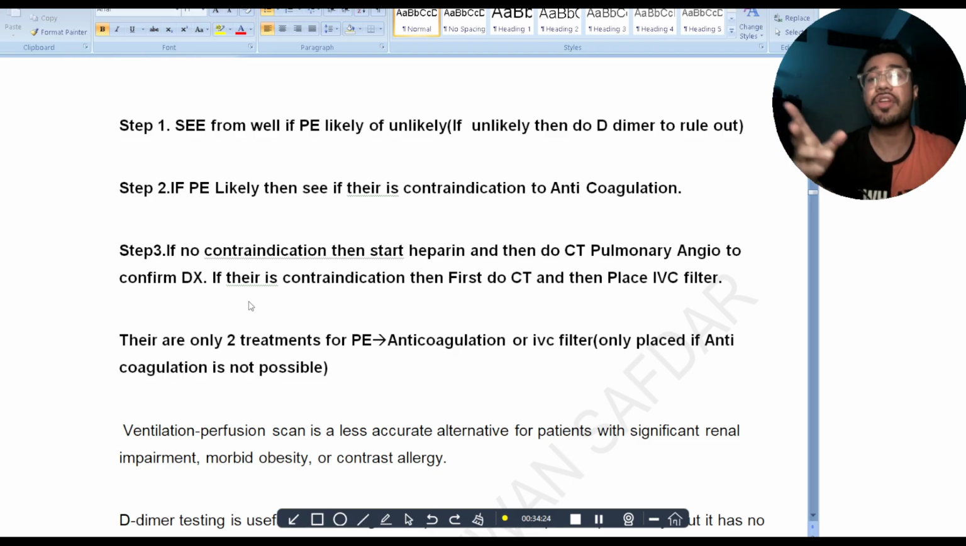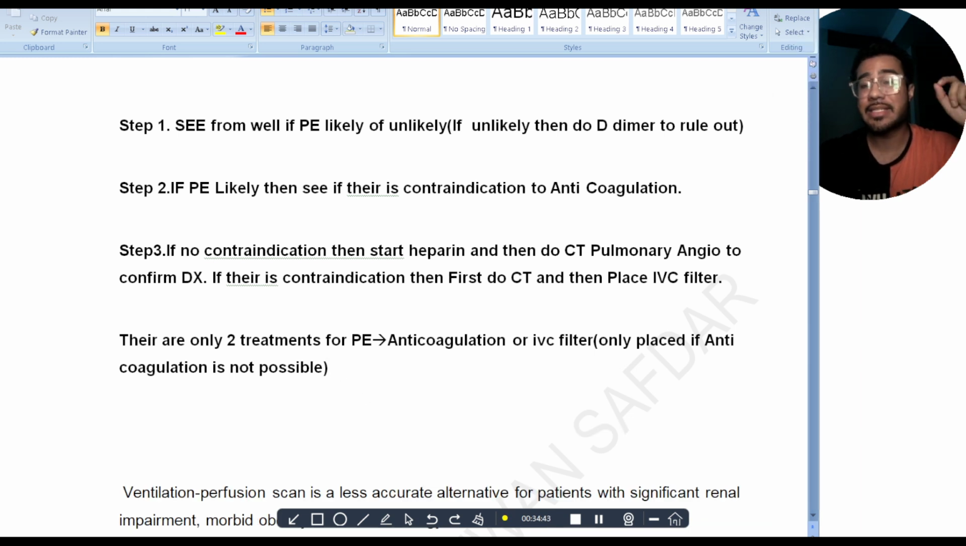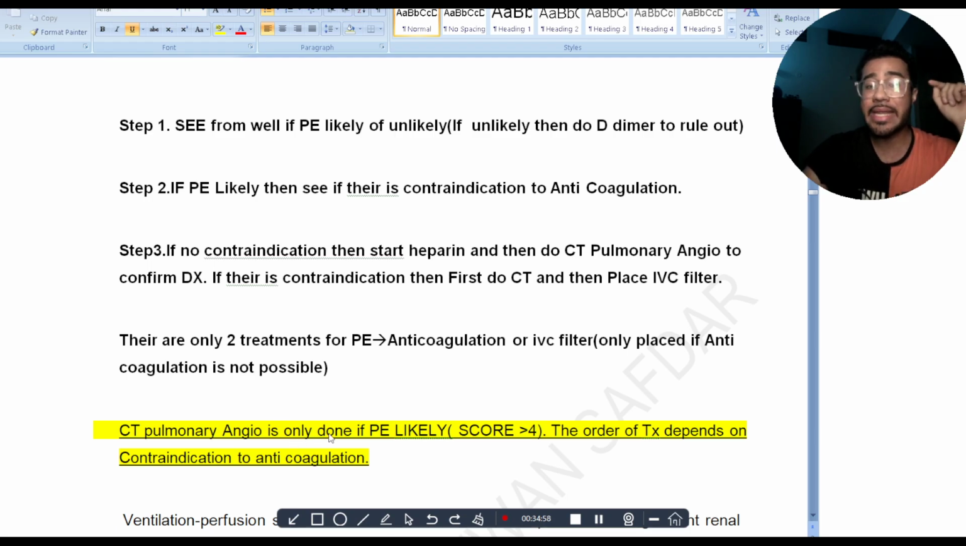If the patient has a contraindication to anticoagulation, then you first do a CT, then you place the inferior vena cava filter, because IVC placement is a more invasive procedure, so you confirm the diagnosis first. And if things are creating trouble for you, I'll just write it down: CT pulmonary angio is only done if PE is likely. The takeaway point from all this discussion is that CT pulmonary angio, which is the major way to confirm the diagnosis, is only done if PE is likely, that is, the score is more than 4.